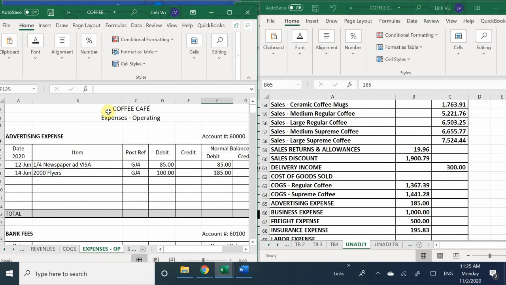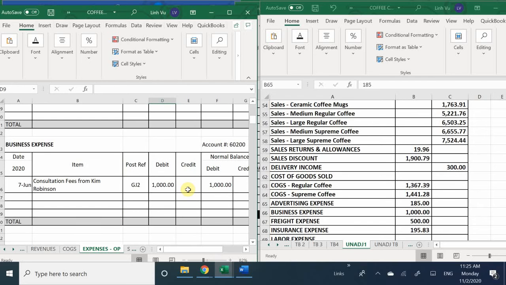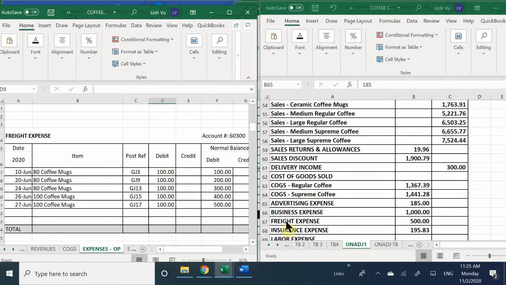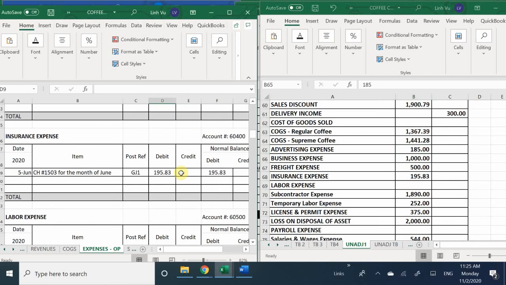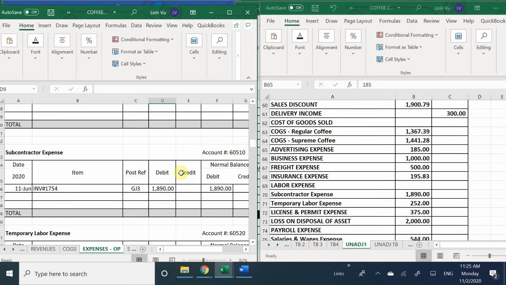So, first things first, did my advertising expense change? No. What about my business? No. Freight. There's a change here. 500, right? Wait, I thought there was a change. I guess there isn't, so we only have 500. Okay. So then what about labor expense? The same. Subcontractor and temporary is the same.